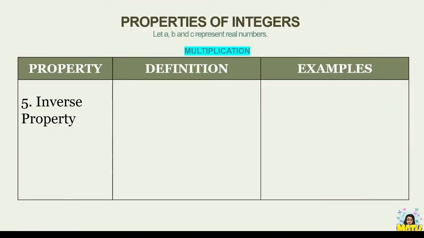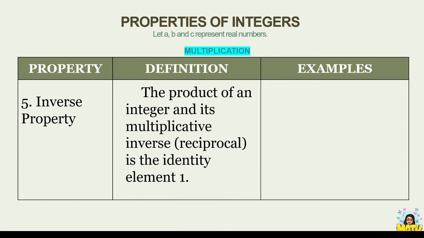Number 5, the inverse property. So kung sa addition, ang inverse nito is yung opposite sign, sa multiplication, the product of an integer and its multiplicative inverse or reciprocal is the identity element. Ibig sabihin, yung inverse sa multiplication is yung reciprocal niya. Ang reciprocal ng A is 1 over A.